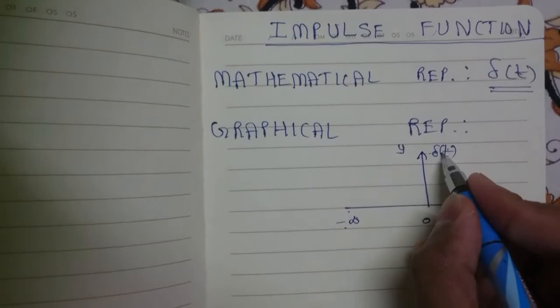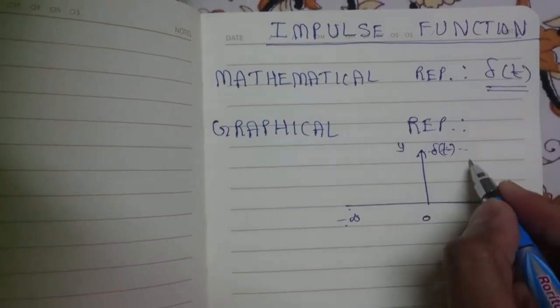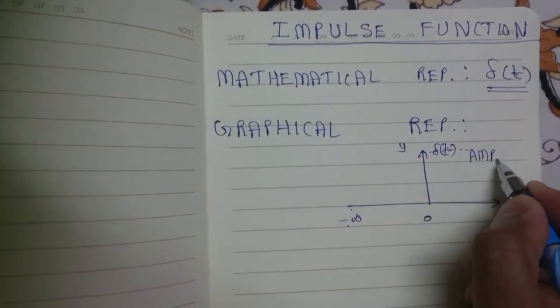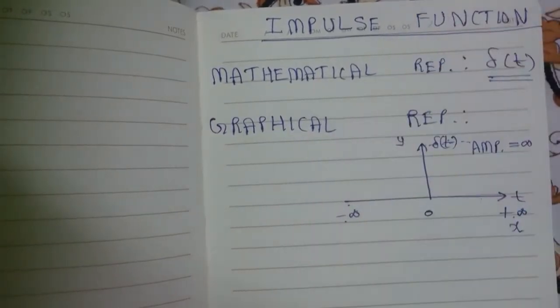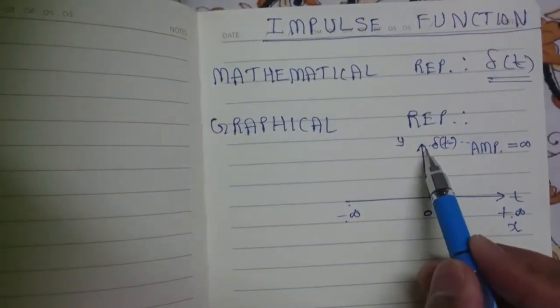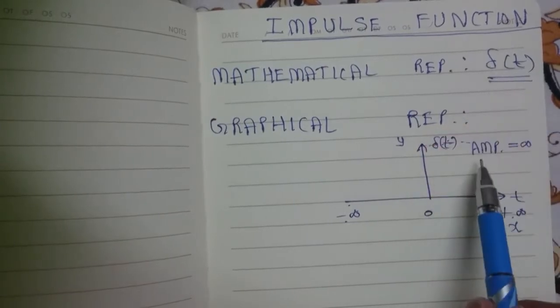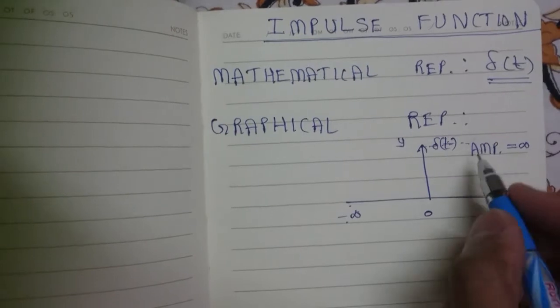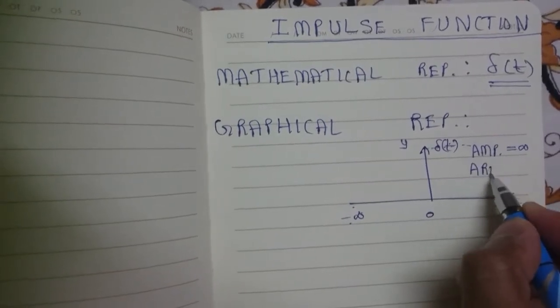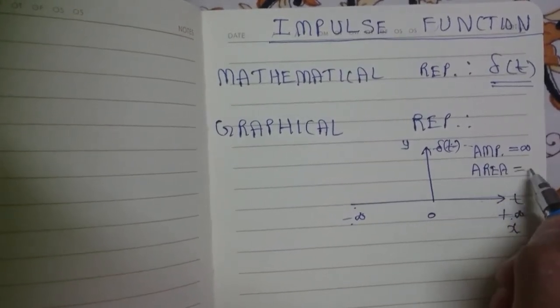Note that at t is equal to 0, amplitude is equal to infinite. So definitely you cannot draw an infinite line. So you draw a line of finite height and mention it as amplitude is equal to infinite. Also area under the impulse curve is equal to 1.